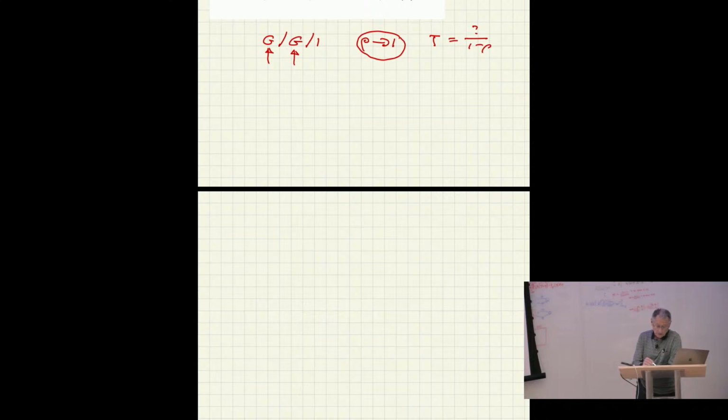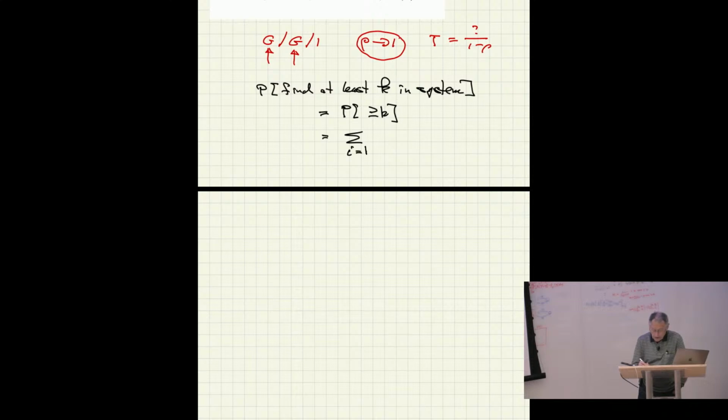So let's ask a little more since we're doing so well here. Let's find the probability that we find at least k in the system. Namely, that's the probability of having greater than or equal to k in the system. Well, that's easy. That's a summation over i from k to infinity of p sub i, and that's equal to 1 minus rho times the summation from k to infinity of rho to the i. What's that sum? It's rho to the k over 1 minus rho.